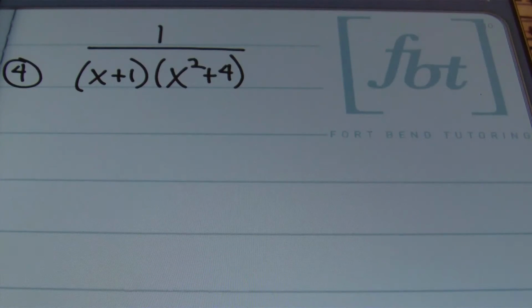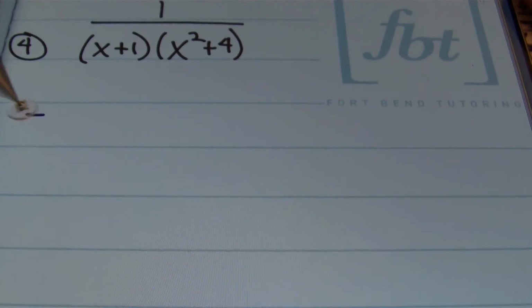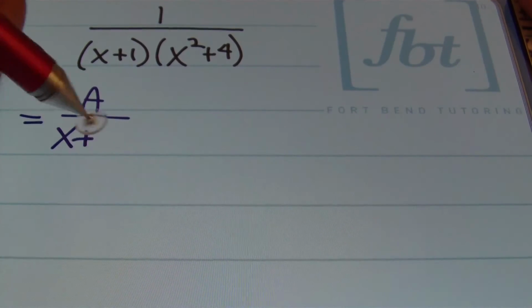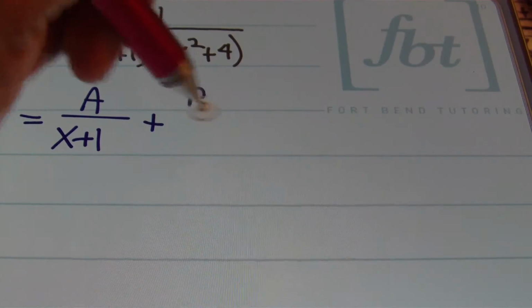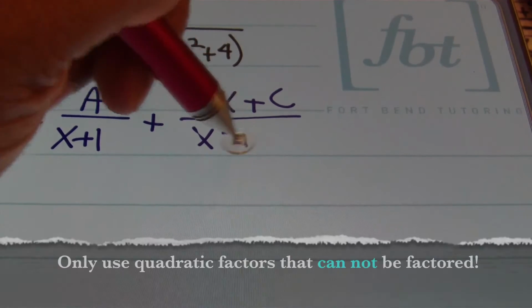For problem number 4, we have 1 over x plus 1 times x squared plus 4. Okay, so my setup is going to be just like this. I know I need a term for my linear factor of x plus 1, but since this second factor is a quadratic factor, the highest degree in that second set of parentheses is 2, so that's quadratic. So I'll end up needing bx plus c in the numerator over x squared plus 4.